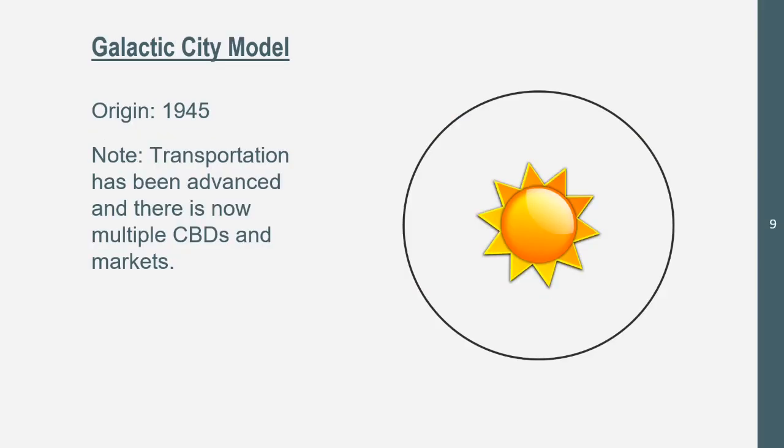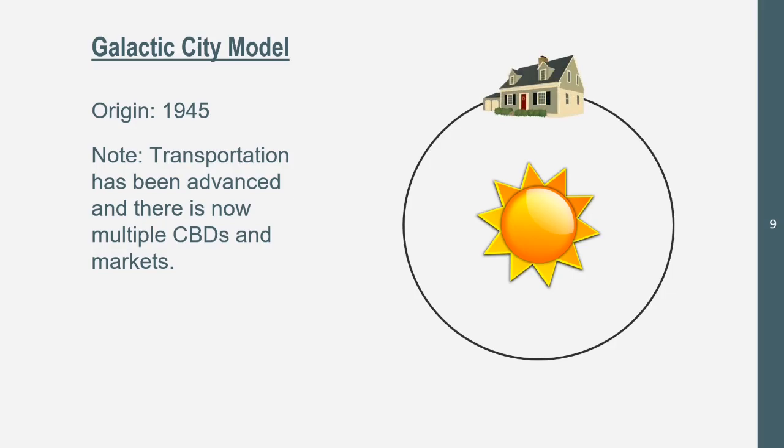Now let's get into the Galactic City model, my personal favorite model, because I love astronomy and stuff like that. Its origin was also 1945, and transportation has been advanced, and there are now multiple CBDs and markets. So we still have a main CBD. However, we're going to see business all over and around the main CBD and markets around the CBD because of suburbanization.